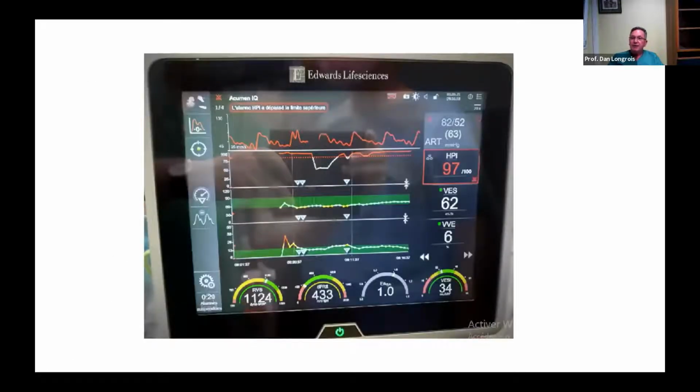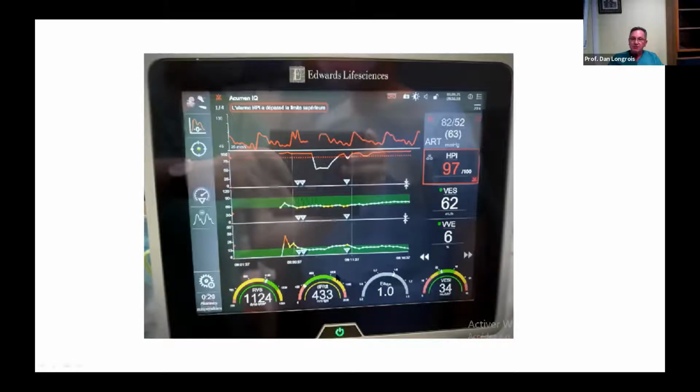Just to show you, we decided to put the novel monitor from Edwards, which allows you to estimate the stroke volume variation. And this is interesting because this monitor now has the hypotension prediction index, which went quite high without having a stroke volume variation related to preload dependency.